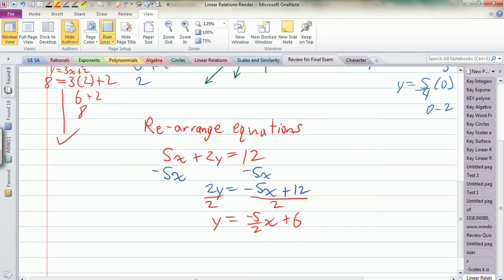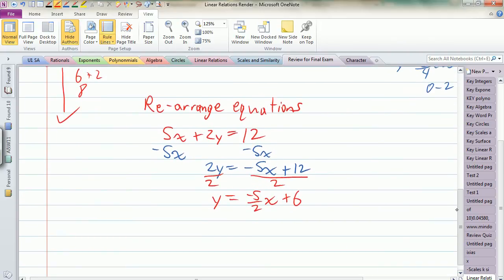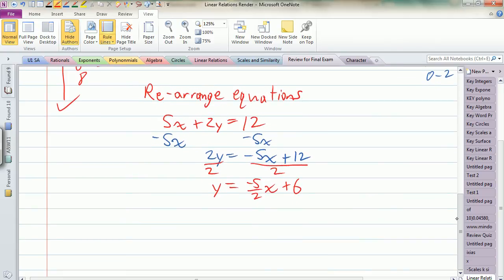So now you know which x values to pick. Okay, and that's important. So you can plot whole numbers. Any questions? Okay, turn your page over onto the back.